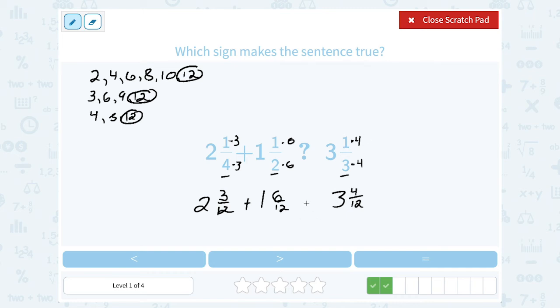All right, so now if I'm taking a look, I'm comparing these to try to see what sign I would fill in the blank, less than, greater than, or equal to. Well, 2 plus 1 gives me 3, so the whole number part is the same. So I want to just compare the fraction part and see, well, 3/12 plus 6/12 would give me 9/12, right? You add the numbers on the top and keep that common denominator. So 3 and 9/12 is going to be a little bit bigger or greater than 3 and 4/12. So I'm going to fill in the blank with my greater than symbol.